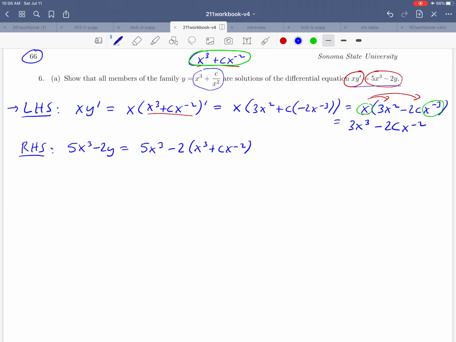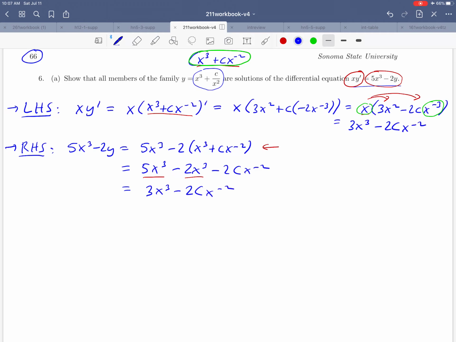Moving down to the right-hand side now. There's no derivative to be taken. All we have to do is some multiplication. We've got 5x cubed, and if we distribute the minus 2 through, we get negative 2x cubed for the first term, and then negative 2c x to the negative 2 for the second one. Can we simplify that expression? Those two terms are like terms, so we can combine them, and we get 3x cubed minus 2c x to the negative 2.